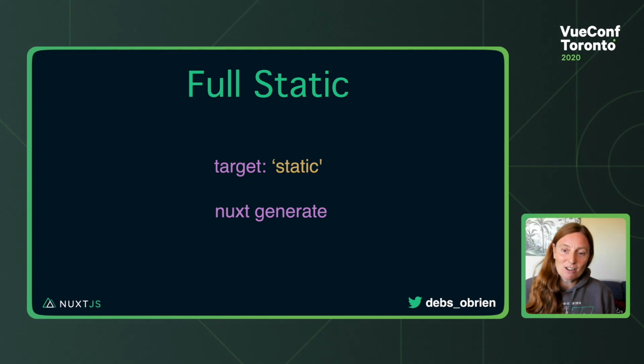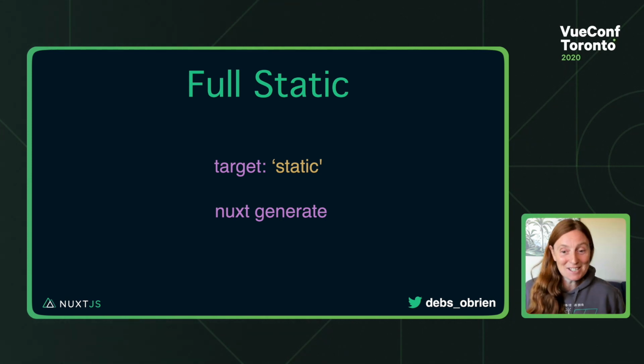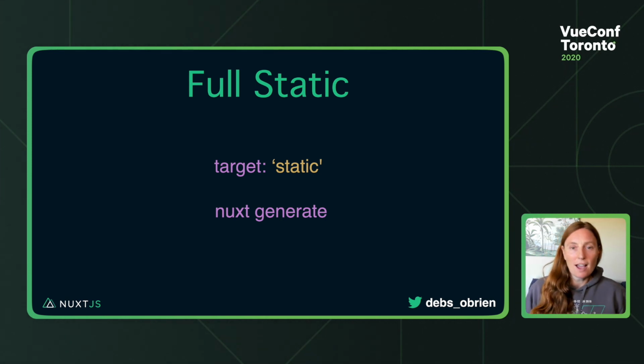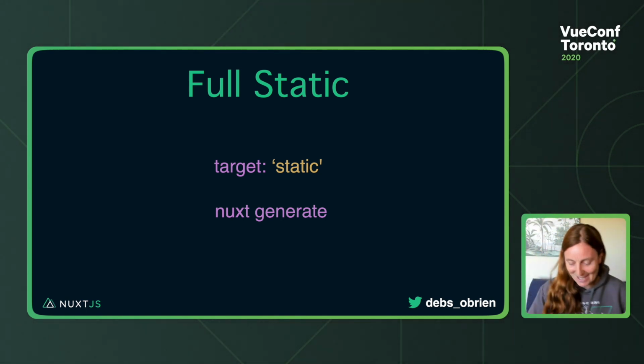All you've got to do is put target static in your Nuxt config and then run the nuxt generate command. That's it. Easy, right? So that's it for full static. Conversation over, talk over. Thanks very much, everyone. Bye. No, I'm only messing.